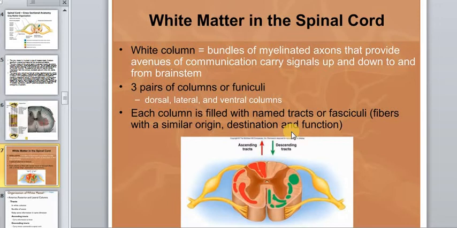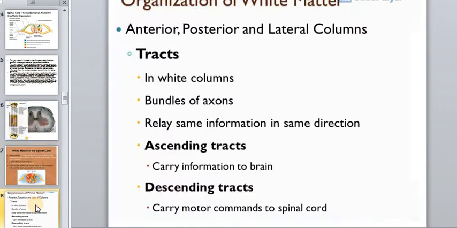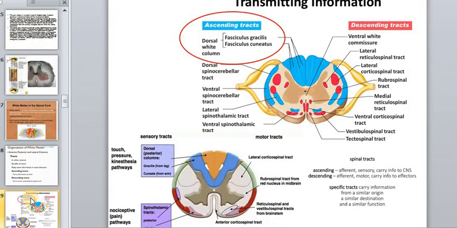They are divided into ascending ones that carry signals to the brain and descending ones that carry signals to the periphery. And now, as with the gray matter, they are called dorsal, lateral and ventral. You should be ready for a lot of different synonyms.